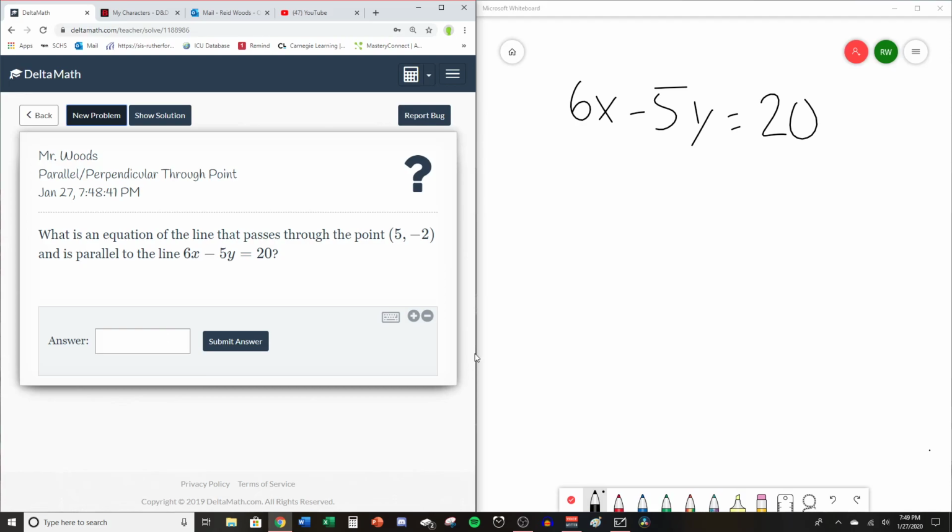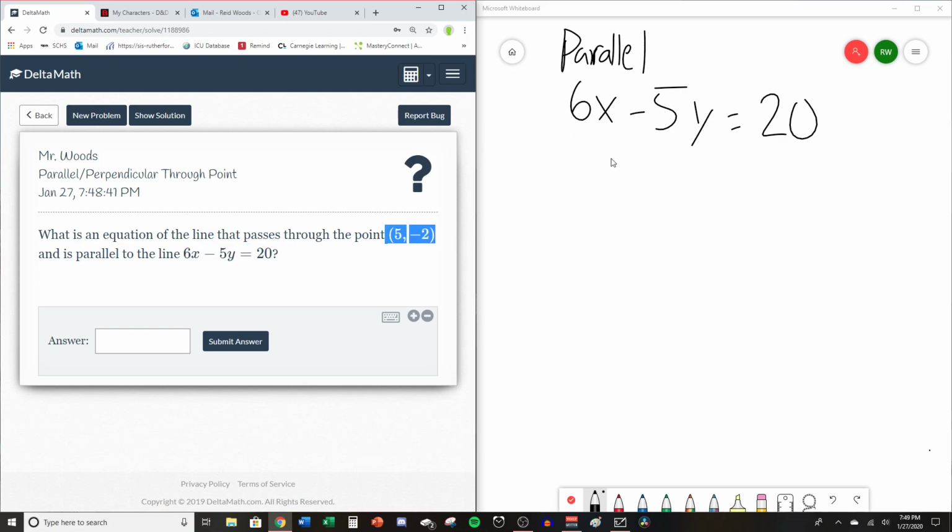All right, we're going to go through two examples. The first one that we're going to be looking at is for an equation where we have to create a parallel line, or a line that's parallel to this given equation here. It has to also pass through that point.